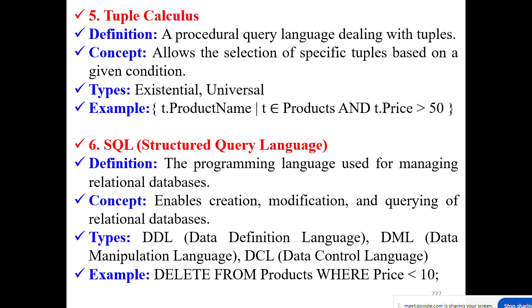So SQL is a product of Oracle company. It follows the structured query language instructions, rules, and regulations. The definition says it is the programming language used for managing relational databases like SQL, MySQL, Teradata, DB2, MS Access, etc. The concept enables creating the table, modifying the table, and asking questions of the relational database. Then what are the types?